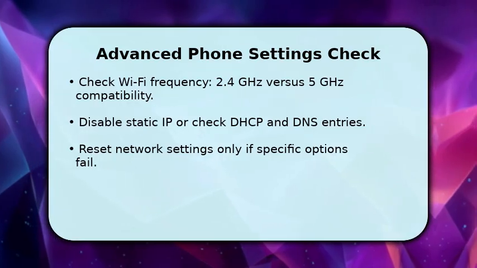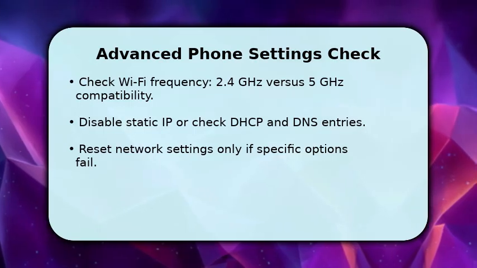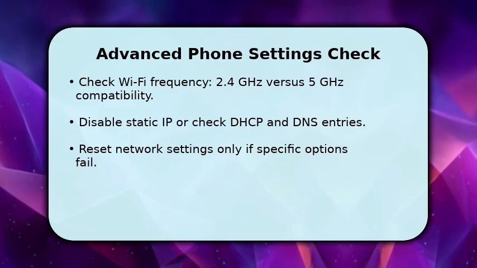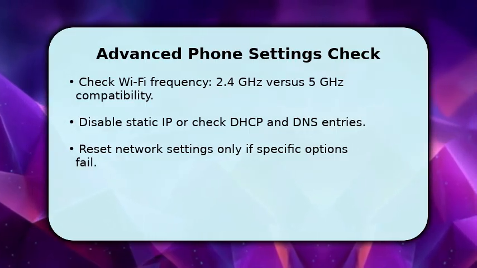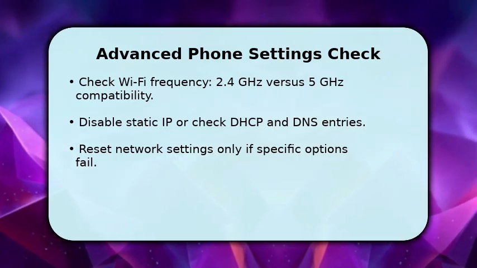Next, inspect the Wi-Fi network details. Switch from a static IP to DHCP if set, and confirm DNS entries are valid or default to automatic. If these targeted fixes don't help, perform a network settings reset to restore Wi-Fi, Bluetooth, and cellular default.